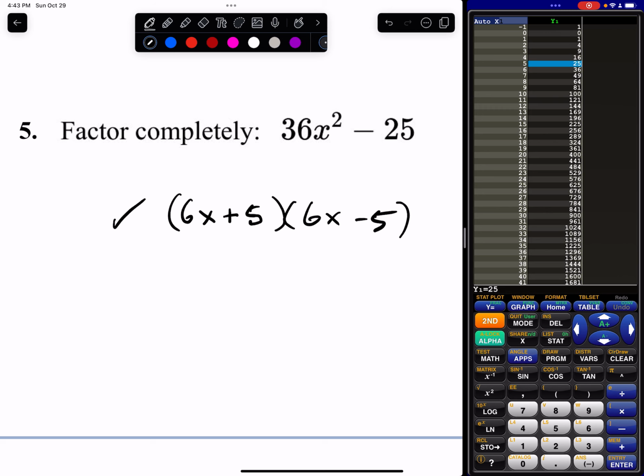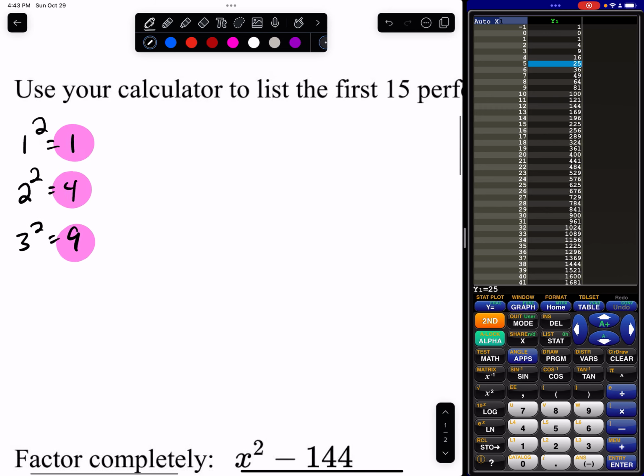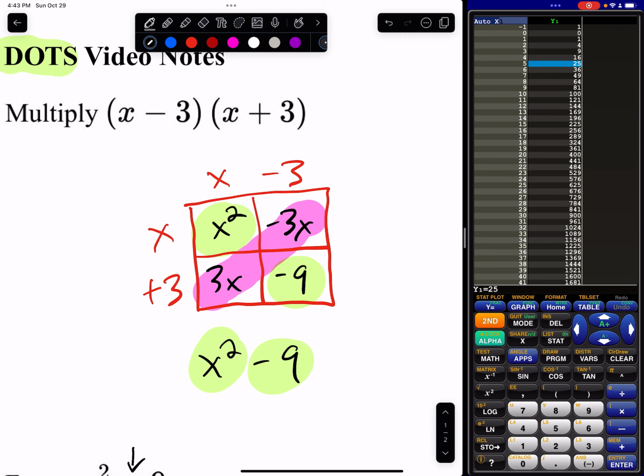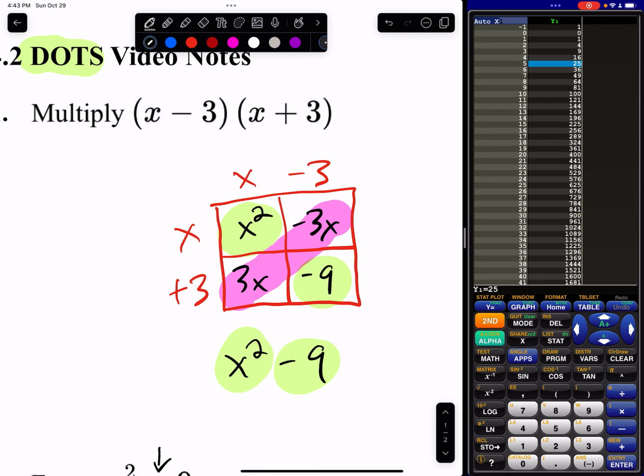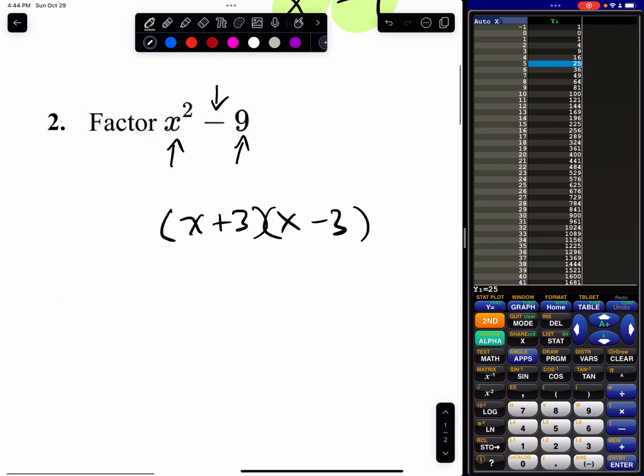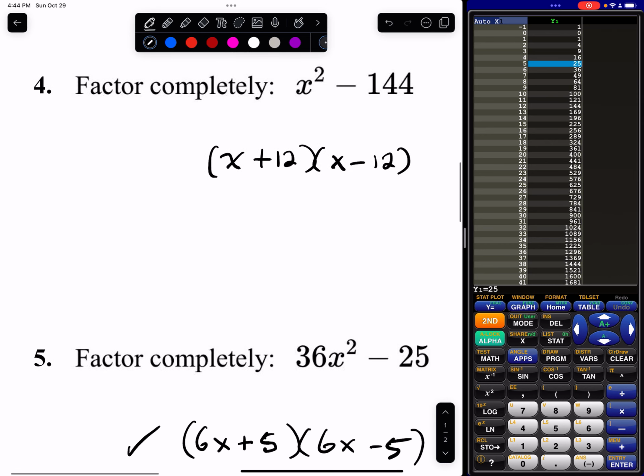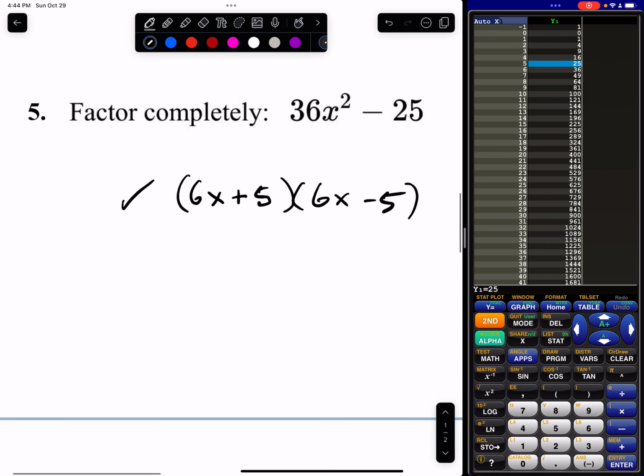If we wanted to multiply that back out, just like we did in the beginning example, you can see very clearly that the middle terms will always cancel out if it's laid out in this particular order. Okay?